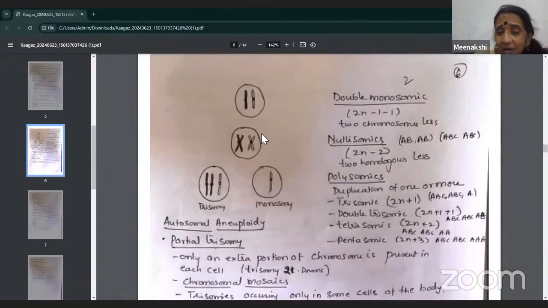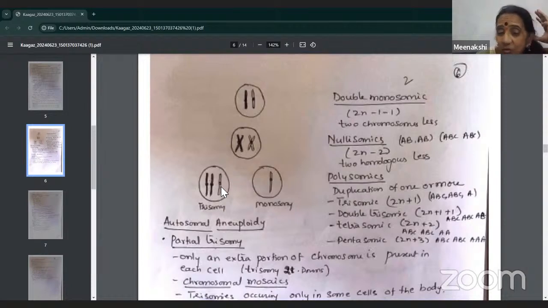This is a small example. This is a normal cell where each chromosome will replicate, and four chromatids will be formed: 1, 2, 3, 4. Then it divides and forms two cells. Here you see one extra chromosome, whereas here the chromosome should have come here. Because of non-disjunction in the meiotic division, one cell has the extra chromosome and the other cell is without the chromosome. So this phenomenon is called trisomy and this phenomenon is called monosomy.